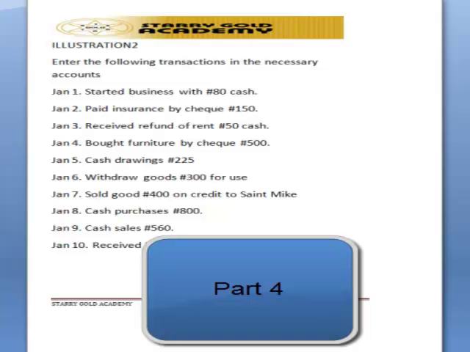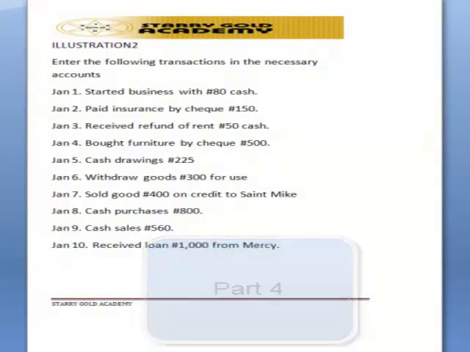Let's quickly look at this illustration to explain the double entry principles and the recording of such transactions. Enter the following transactions in the necessary accounts.